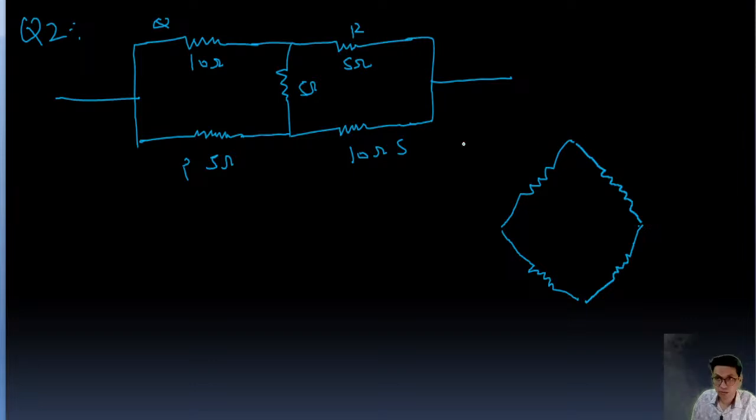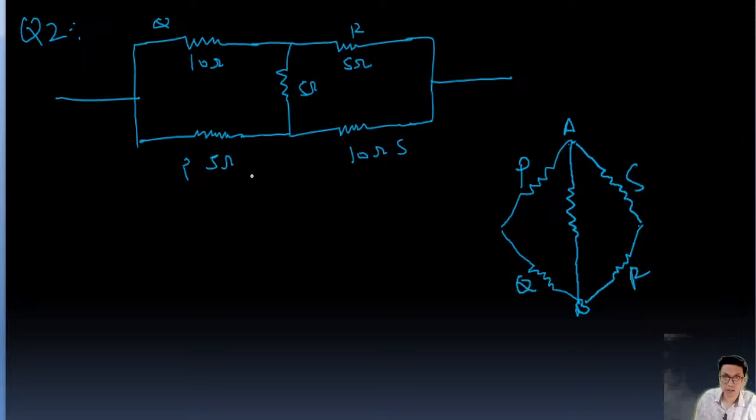We can make this figure. This is the equivalent figure of this. Okay, so this figure, we know it's a Wheatstone bridge, right? So this is going to be A and B. Okay, and this is P, Q, R, and S, right?